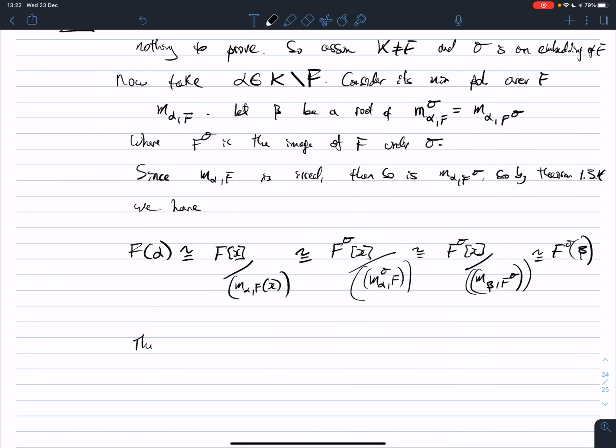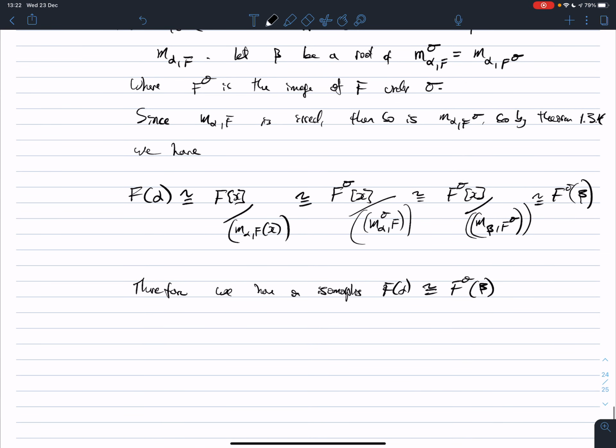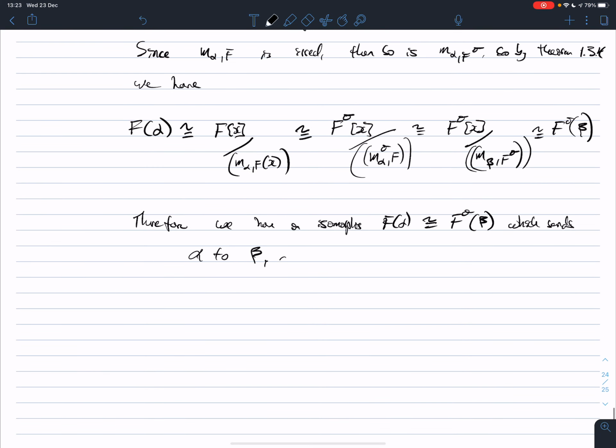So therefore we have an isomorphism, F(α) isomorphic to F^σ(β), which is given by sending α to β, so it sends one root to the other, and restricts to σ on F. This isomorphism sends α to β, and when I look at what it does to the elements of F, it sends F to F^σ, so it acts as if it was σ.